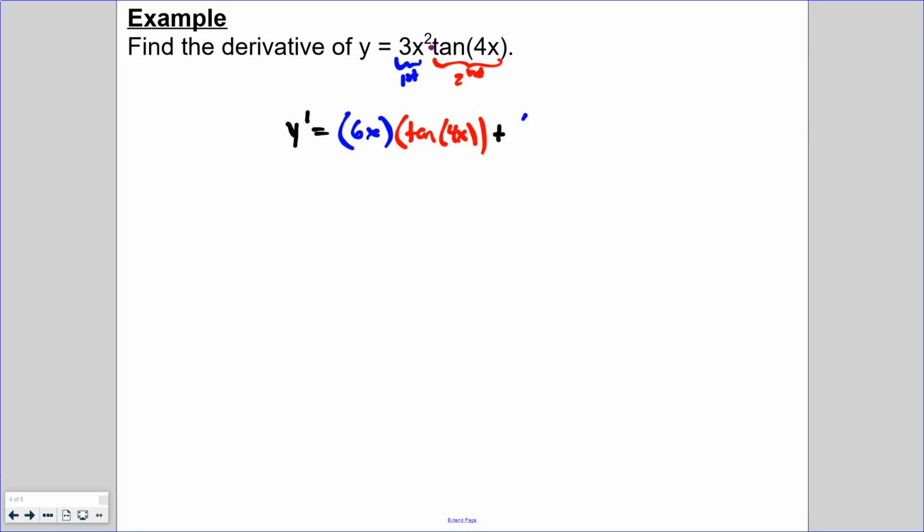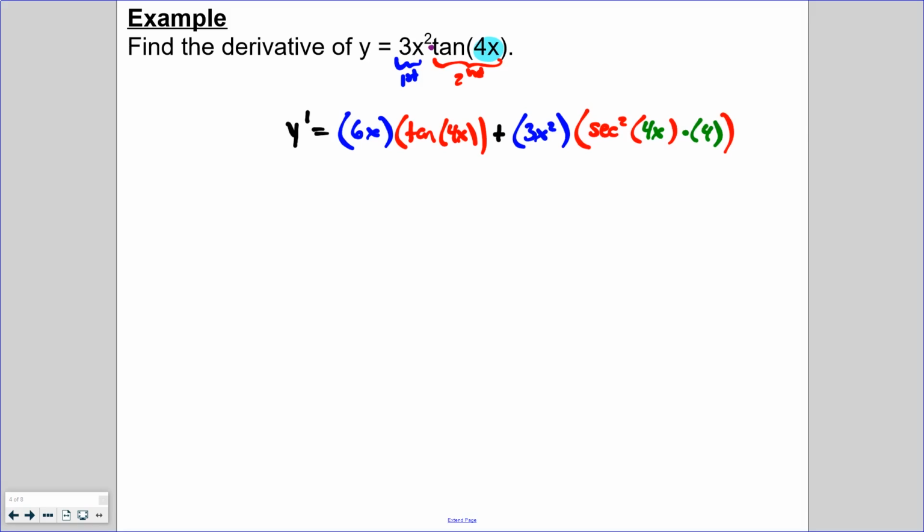Then we write the original first term, 3x^2, and then we take the derivative of the second term, which is tangent of 4x, and oh no. Tangent of 4x has an inner function. The inner function is 4x. So therefore, we're going to need the chain rule. Chain rule says take the derivative of the outside. The derivative of tangent is secant squared. Then we're going to leave the inside alone, so we're going to let that 4x chill out in there. Then we need to multiply by the derivative of 4x, which is 4.